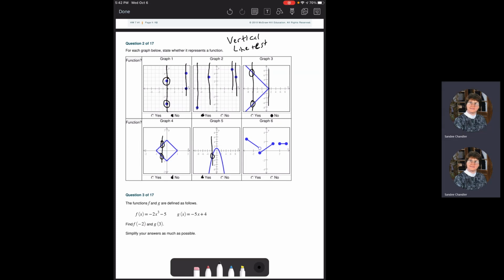Graph 6 can be tricky, and you have to watch out very carefully. There's a gap here, so I don't have to worry about that. The only place there's an issue might be right here where these 2 open point and closed points are in line with each other. But because that is an open point at the top, our line really isn't touching that point. It's open. Our line is only touching that point there. So yes, this is a function.